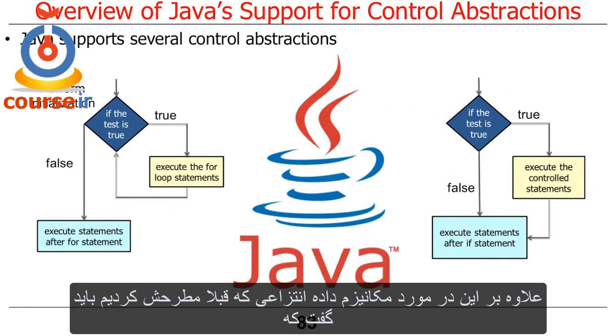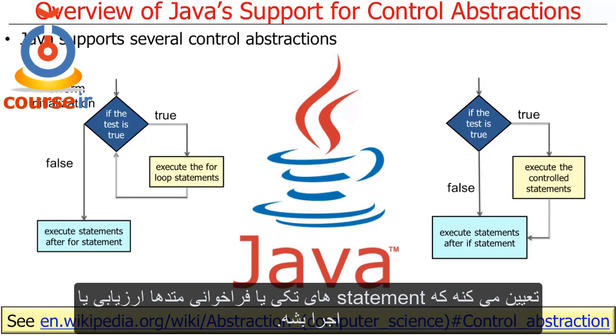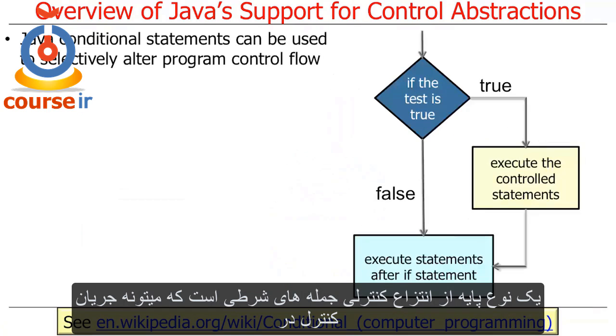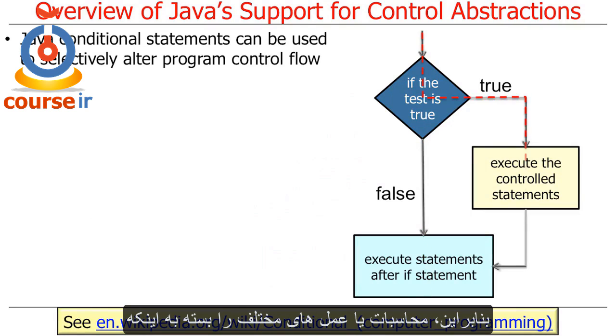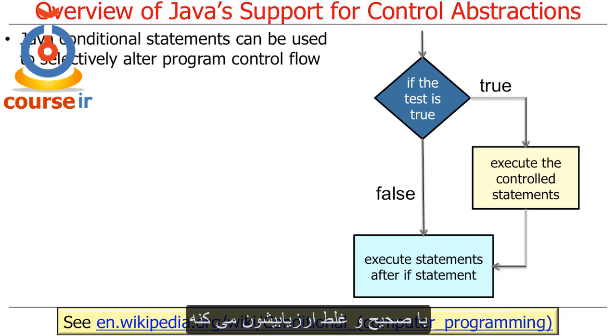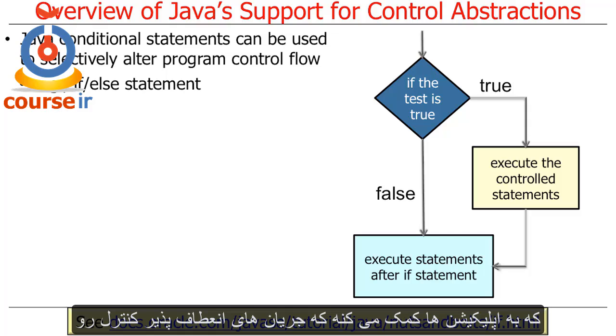In addition to the data abstraction mechanisms we just covered, Java supports various control abstractions, which determine the order in which individual statements or method calls are evaluated or run. A fundamental type of control abstraction is the conditional statement, which can be used to selectively alter the flow of control through an app, so it performs different computations or actions depending on whether or not a programmer's specified condition evaluates to true or false. An example of a conditional statement supported by Java is the if-else statement, which helps apps achieve flexible flows of control through their algorithms and data structures.